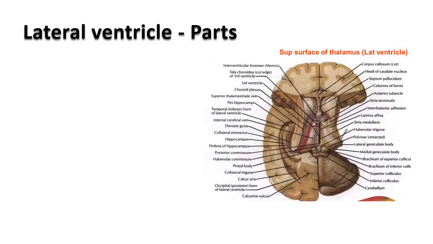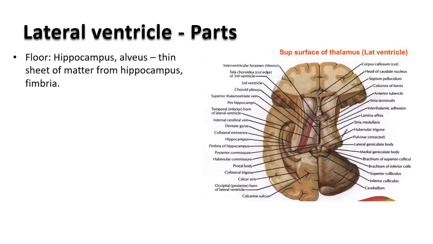Okay, so next coming to the floor of the inferior horn. You are able to see the floor structures. Mainly what you see is the hippocampus, a bulging on the floor of the inferior horn in the temporal lobe. Medially, the sheet of thin white matter is called the alveus, which continues as the fimbriae. All these are situated on the floor of the inferior horn.